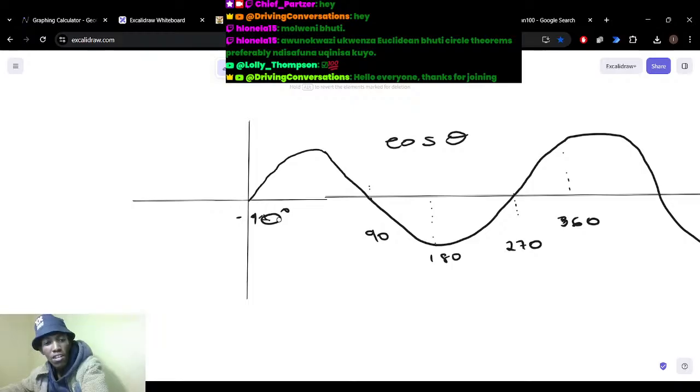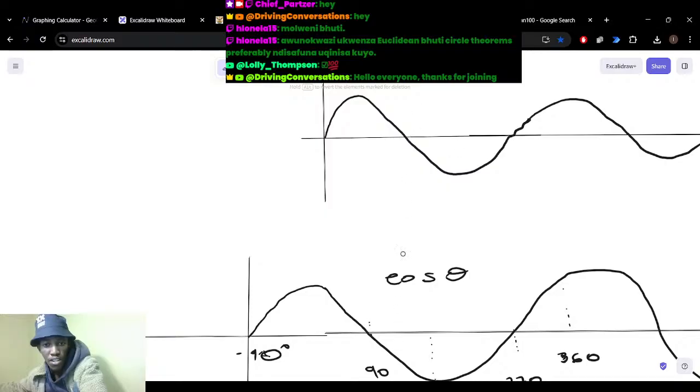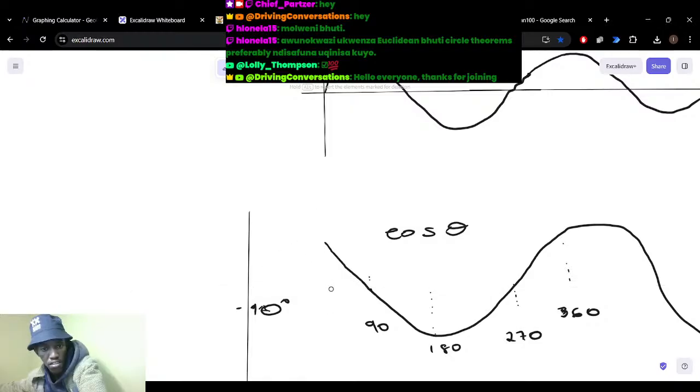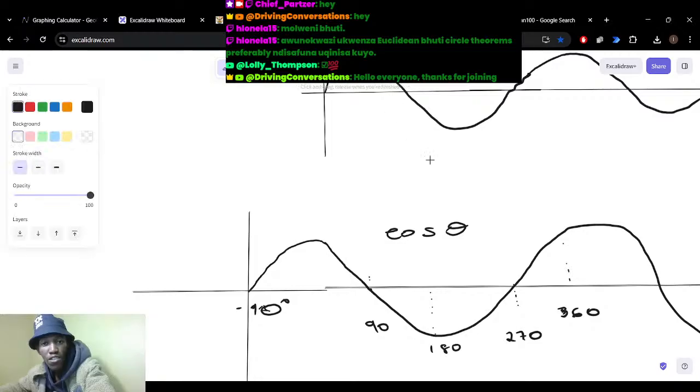So you can see now the graph of cos theta, if we shift the y-axis here to negative 90 degrees, it's starting to look like a graph of sine theta rather than cos theta. So don't these two graphs look the same now? They look the same indeed. So what we did, we shifted the y-axis to the left to negative 90 degrees. Now this graph is no longer cos theta, but rather sine theta.